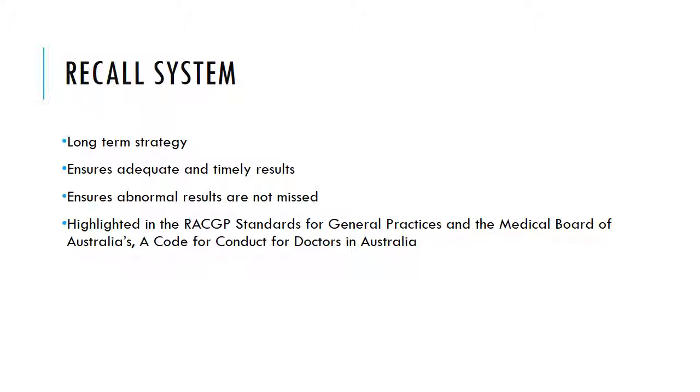Abnormal results must be reviewed by a doctor to determine its significance to the ongoing care of the patient. This strategy also adheres to Section 2.2 of the Good Patient Care of the Medical Board of Australia's A Code of Conduct for Doctors in Australia. Underpinning this section involves the maintenance of clean and accurate medical records.